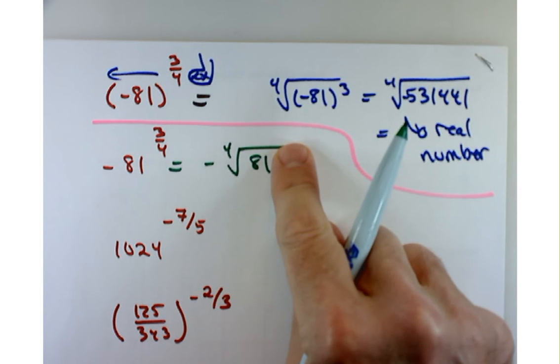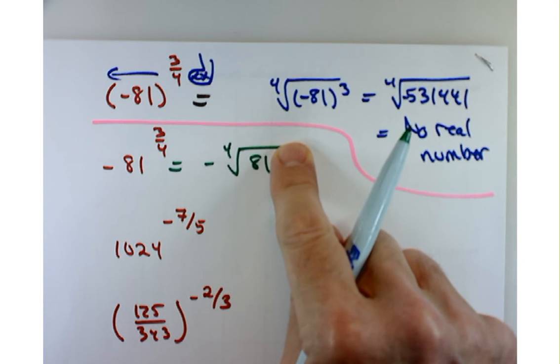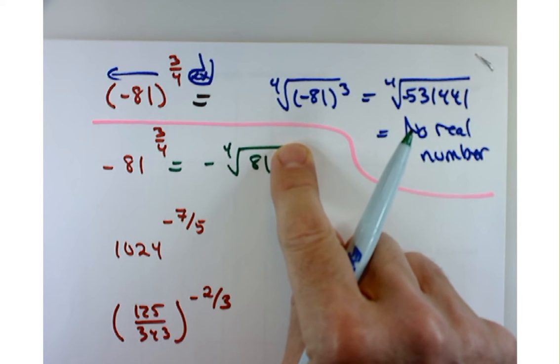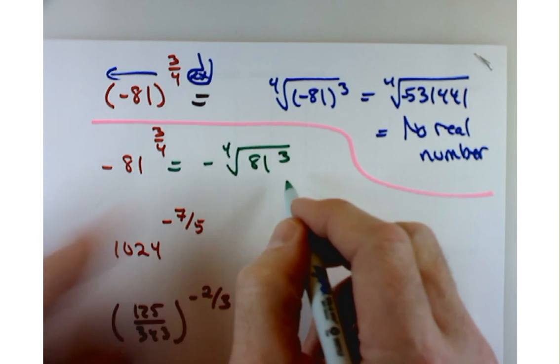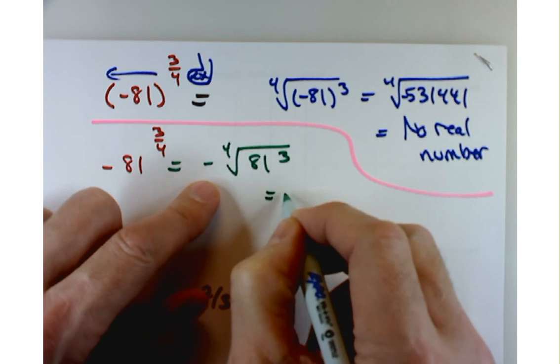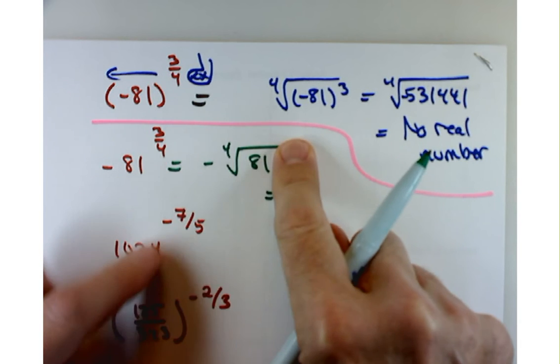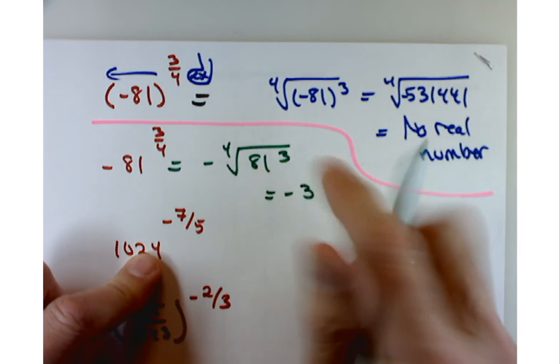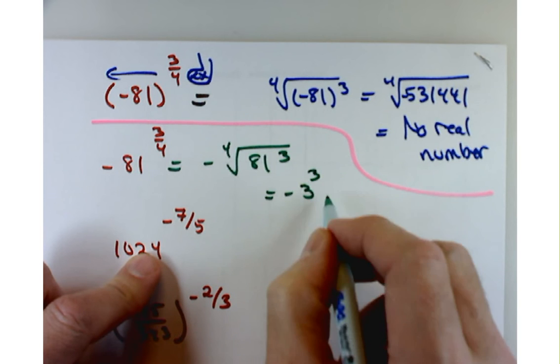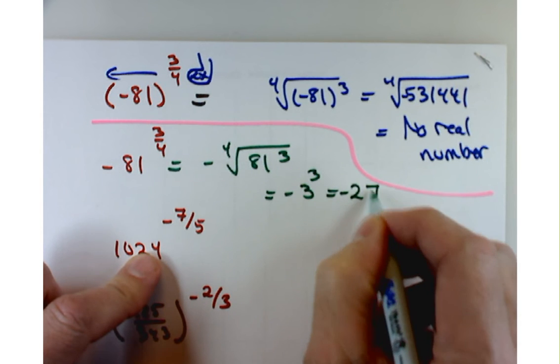I start out with the radical part first. What do you raise to the 4th power to get 81? Well, 2 to the 4th power is 16, so the next one up would be 3. 3 to the 4th power is 81, so perfect. So let's see, we've got the negative still out in front. 4th root of 81 is 3, but I've also got that to the 3rd power, so I end up with negative 27.